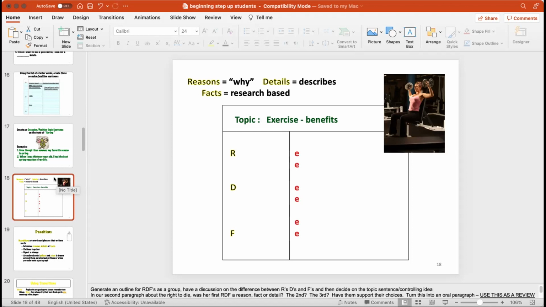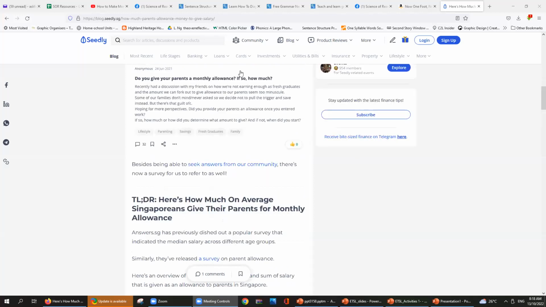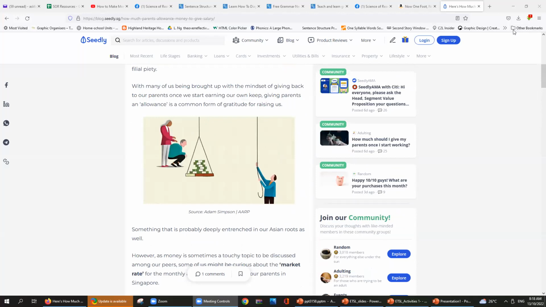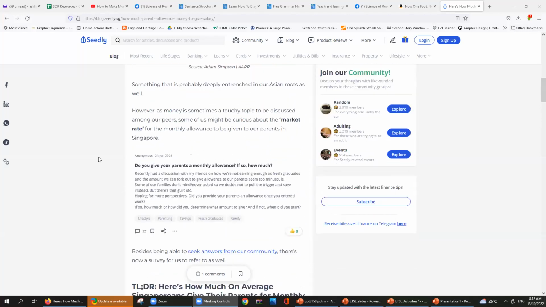And then in terms of the facts, I found an article online about how much money you should give to your... Can I share my screen for a minute, Sasha? Sure. Okay, let me see. God bless you, Lori. Okay, so I found this blog, and it's really neat because it shows you a survey that they did. On average, for Asians, the moment that you start working is when you should be paying your parents money.